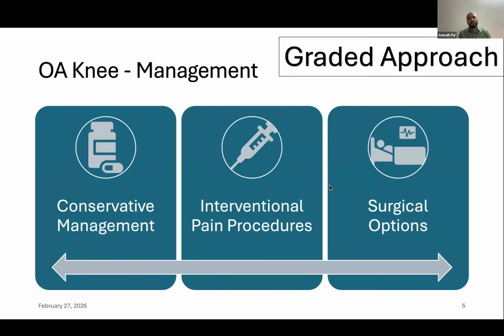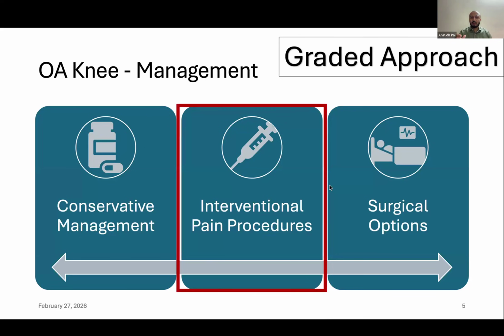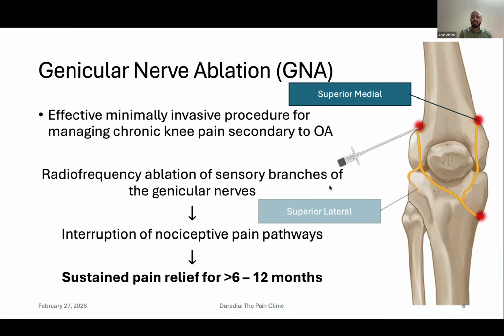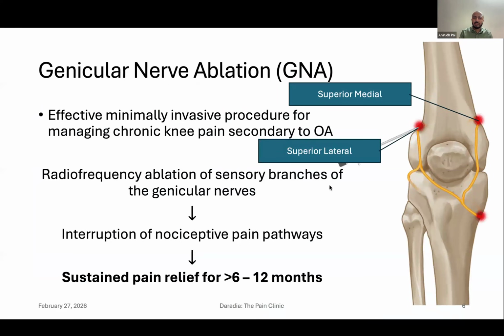We follow a graded management approach for osteoarthritis of the knee. Usually, we start with conservative measures first. However, if the conservative measures don't work, a lot of times they go for surgical options. But is there a bridge that can be there? This is where we bridge the gap with interventional pain procedures as a minimally invasive alternative to surgical options. Genicular nerve ablation basically interrupts the nociceptive transmission from the superomedial, superolateral, and inferomedial genicular nerves. Basically, the transmission is blocked over here, and patients get sustained pain relief for 6 to 12 months.